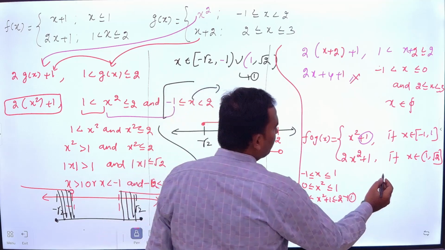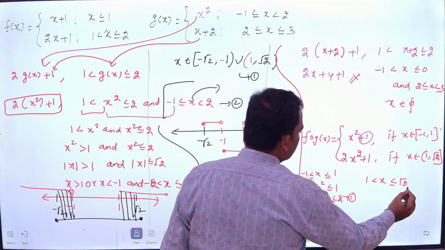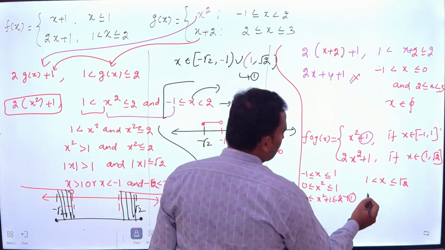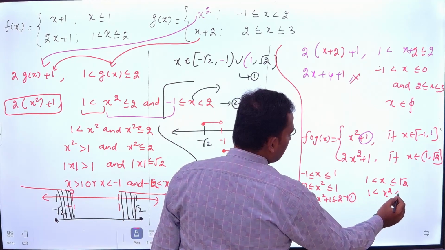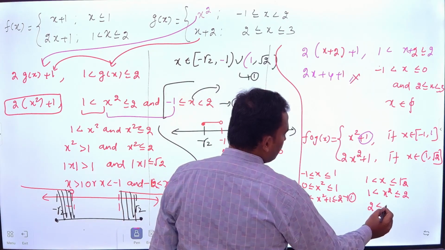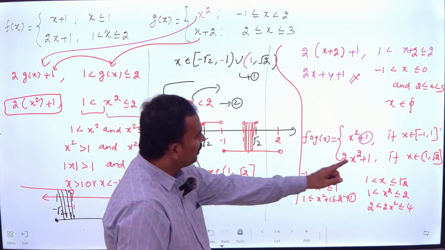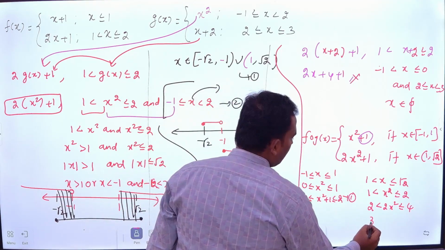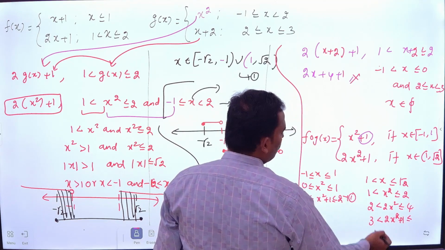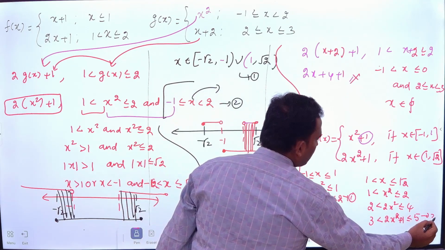For the second one, you can see x is from 1 to square root of 2, right? Now we need 2x square plus 1. What can you do? Square this first. So 1 less than x square less than or equal to 2. Now you can multiply by 2. So what will you get? 2 less than 2x square less than or equal to 4, right? Now we need 1, right? Add 1 to both sides. So 3 less than 2x square plus 1 less than or equal to, adding 1, right? 5. So this is the second one, right?